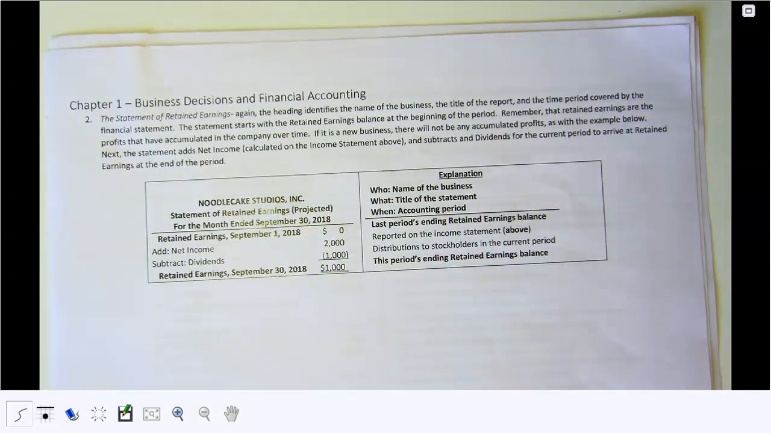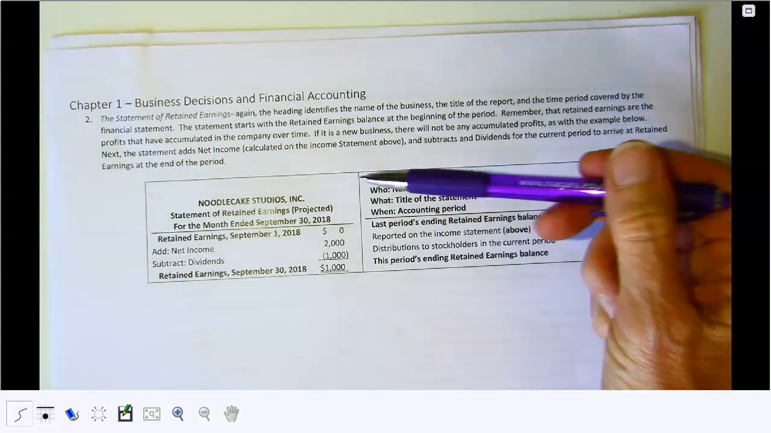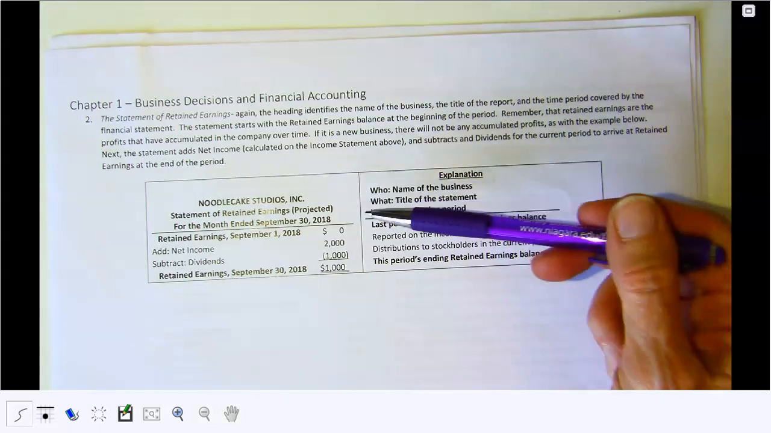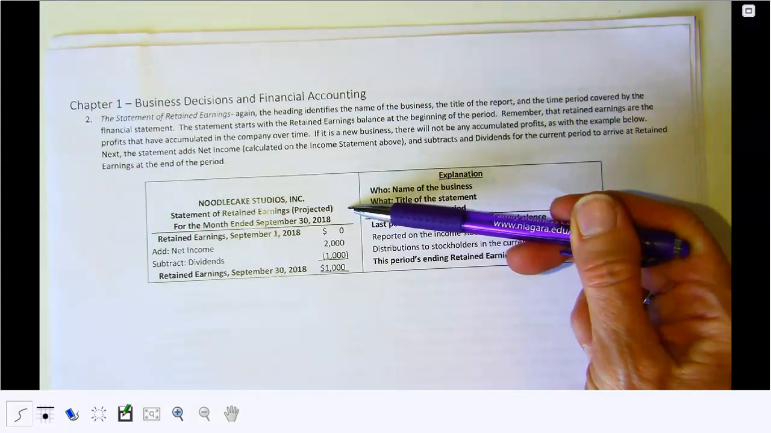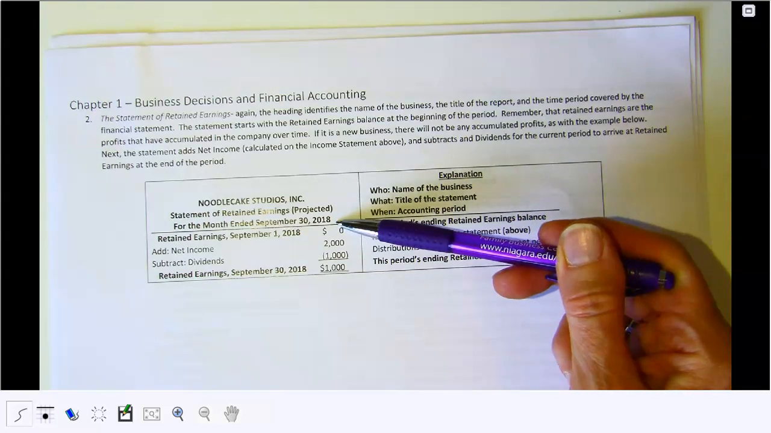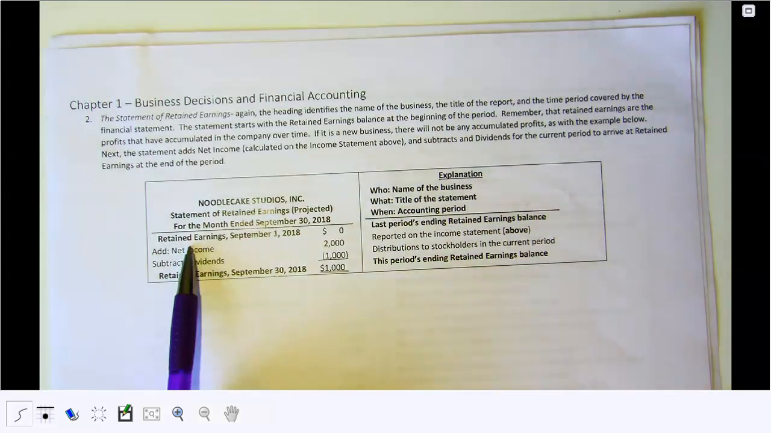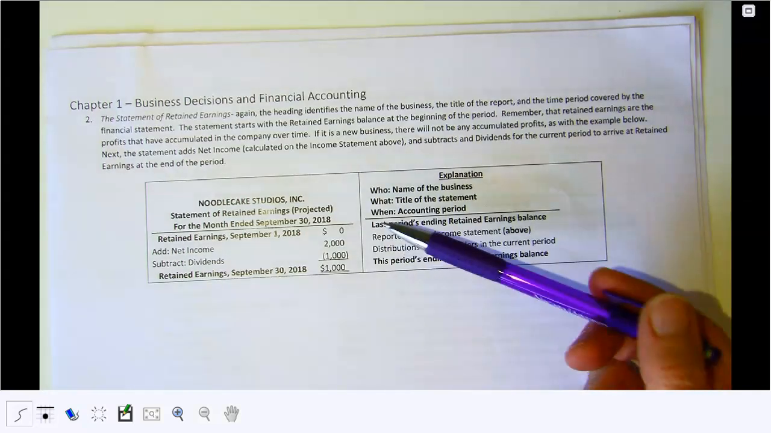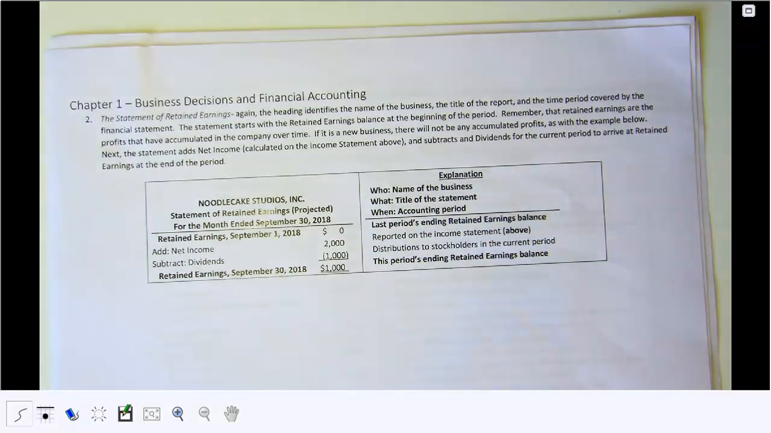And again, we have a similar setup in the heading. We have the name of the company first, then we've got the name of the statement on the second line, and then the time period covered on the third line. Now the first line of the report lists how much we had in profits or earnings that we kept in the company from prior periods. But Noodle Cake is a brand new company, so we weren't in existence in prior periods, so we have a beginning retained earnings balance of 0 because there was no earnings or profit until September.